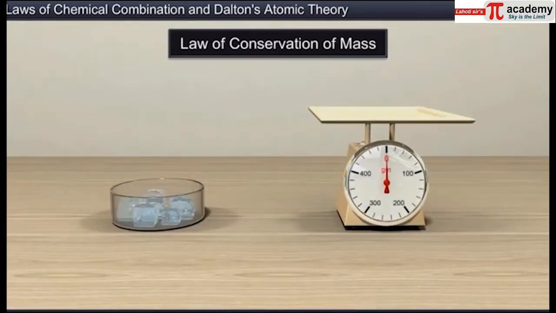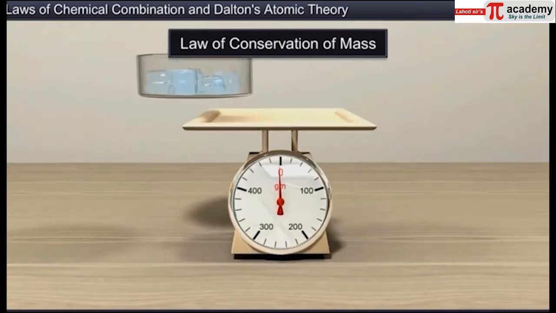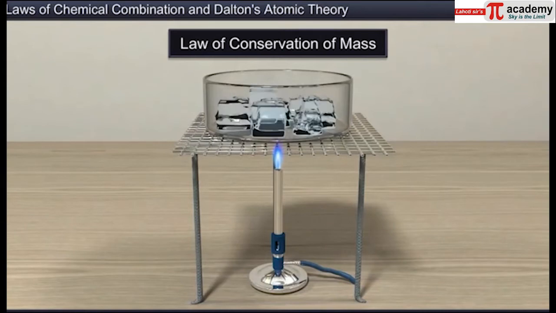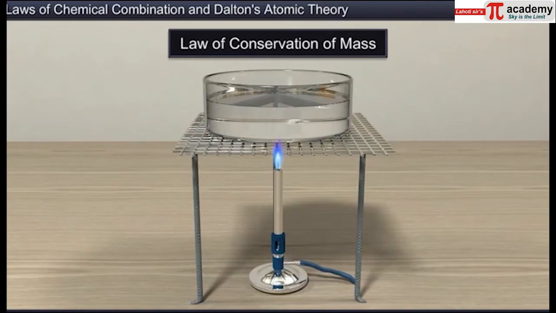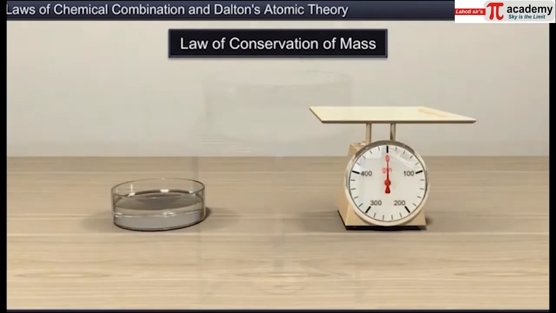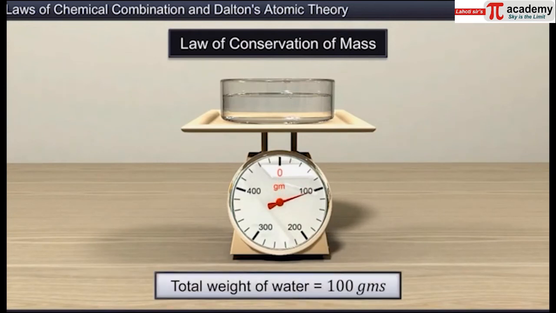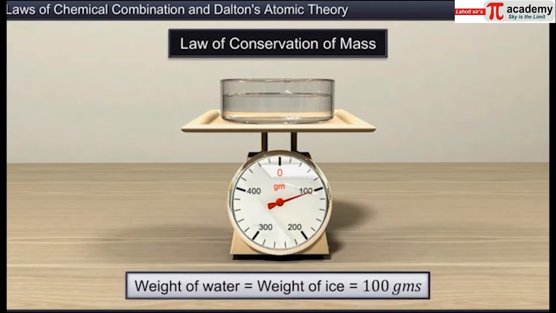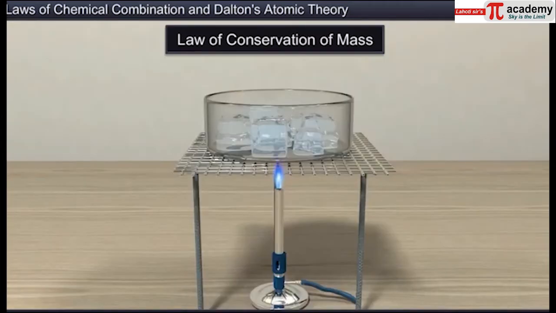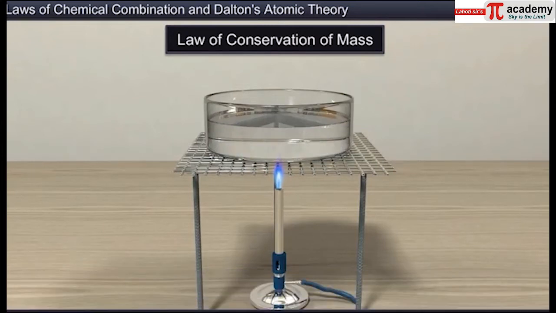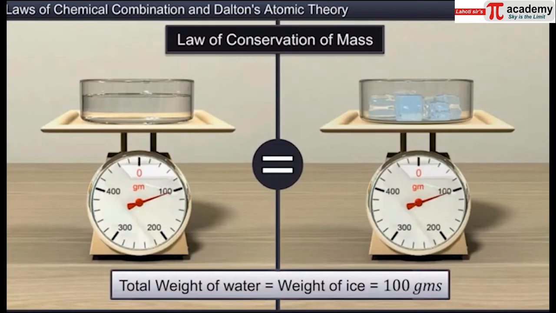Let's place some ice cubes in a dish and weigh it. Let's say that the weight is X. If we heat the ice, it will melt and form water. If we weigh the water, we notice that the weight is the same as the weight of ice. This proves that when matter undergoes a physical change, like in this case, the total mass of the reactants is equal to the total mass of the products.